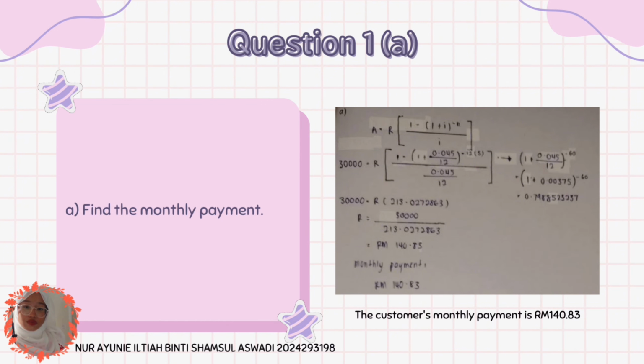First of all, we need to do the calculation for the mathematical problems in the bracket. Open bracket 213.027283 close bracket. Then we will get 30,000 equals R times 213.027283, so R equals 30,000 over 213.027283. So we will get the amount of the monthly payment, which is 140 ringgit 83 cent.